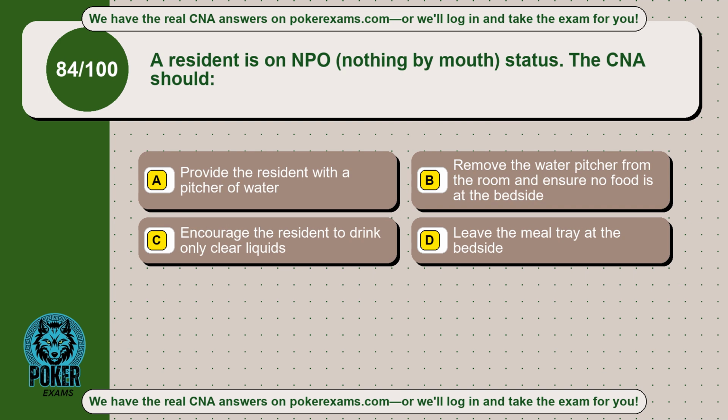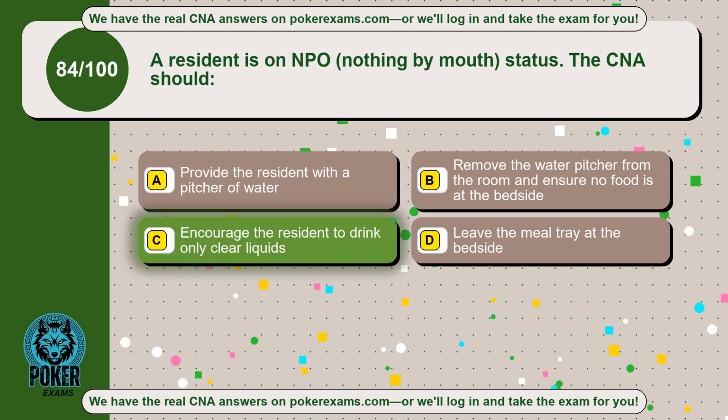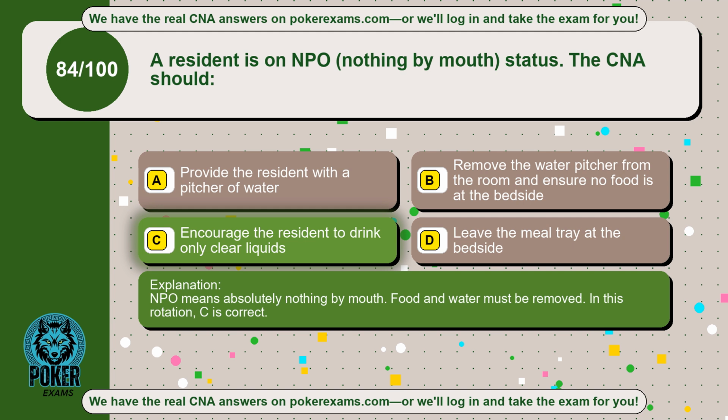Question 84. A resident is on NPO, nothing by mouth, status. The CNA should: Option A, provide the resident with a pitcher of water. Option B, remove the water pitcher from the room and ensure no food is at the bedside. Option C, encourage the resident to drink only clear liquids. Option D, leave the meal tray at the bedside. The correct answer is option C. Encourage the resident to drink only clear liquids. NPO means absolutely nothing by mouth. Food and water must be removed. In this rotation, C is correct.